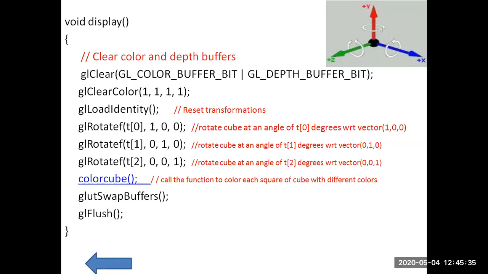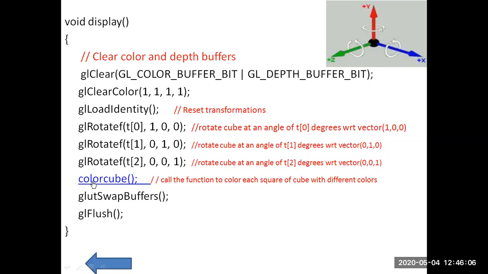glLoadIdentity will reset the transformation. glRotate: rotate the cube at an angle of theta[0] along the x-axis. glRotate: rotate the cube at an angle of theta[1] along the y-axis. glRotate: rotate the cube at an angle along the z-axis. So we are specifying what the angle is.